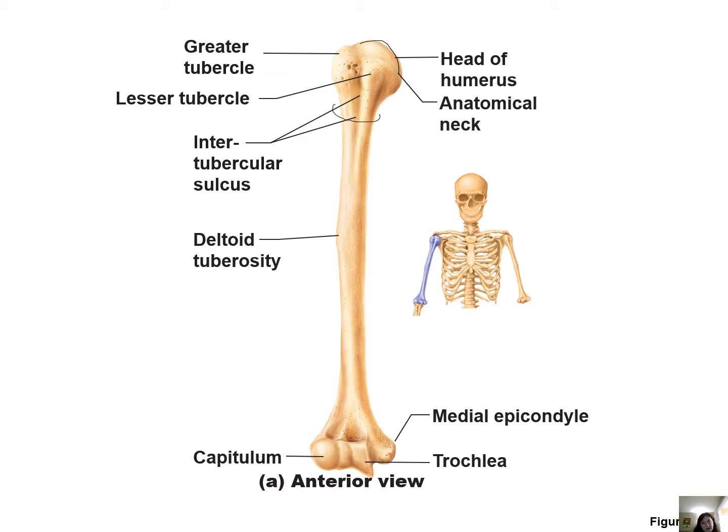Then we have the greater tubercle, the lesser tubercle, which is basically just this little protuberance here. The intertubercular sulcus is the groove basically between the greater and lesser tubercles. So you'll see that there's basically a low point between these two landmarks. That is the intertubercular sulcus. And another term for this is the bicipital groove.